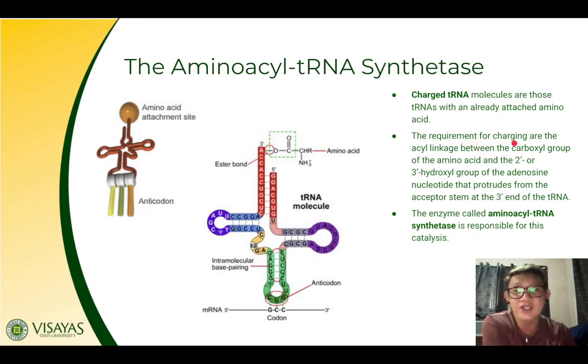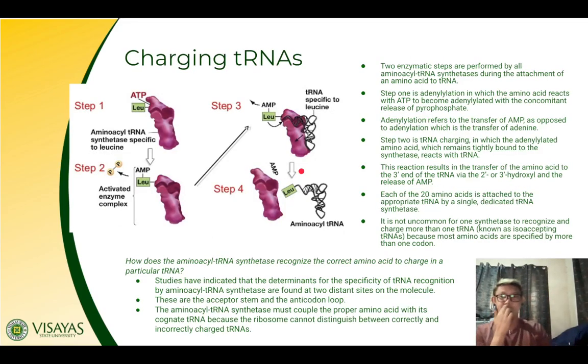The requirement for charging is the acyl linkage between the carboxyl group of the amino acid and the 2' or the 3' hydroxyl group of the adenosine nucleotide that protrudes from the acceptor stem at the 3' end of the tRNA. The enzyme responsible for charging the tRNA, or for adding this amino acid to the tRNA, is called the aminoacyl-tRNA synthetase. They are responsible for that catalysis.